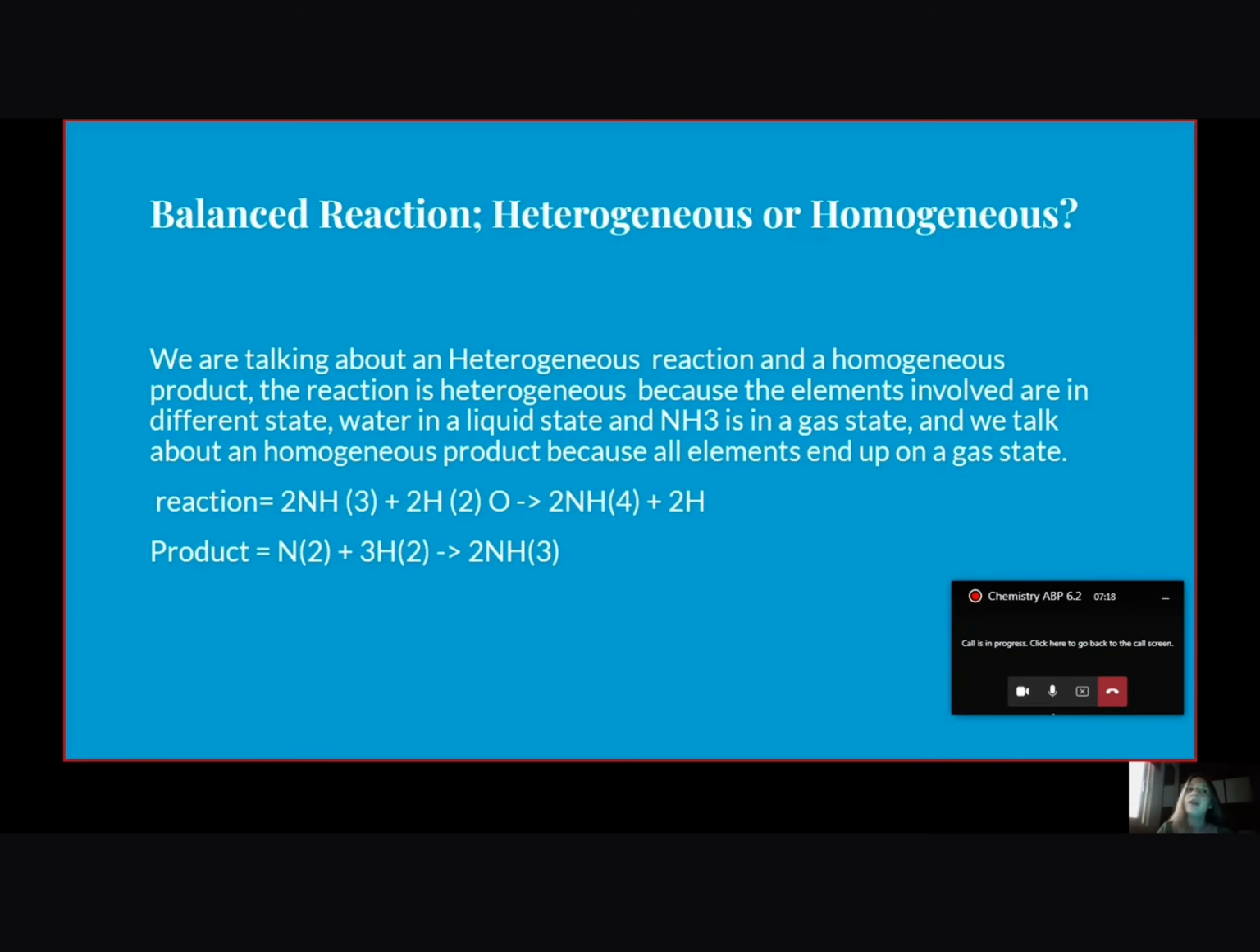I'm going to be explaining the valence reaction, and we're talking here about a heterogeneous or a homogeneous reaction. We're talking about both of them because on the reactants part of the equation, we have the elements in different states of matter. We have water in a liquid state and NH3 in a gas state. But moving on into the products, we can see only one state of matter, which is gas. And here we're talking about a homogeneous reaction. So below we have the equations of both reactions, the heterogeneous and the homogeneous one.